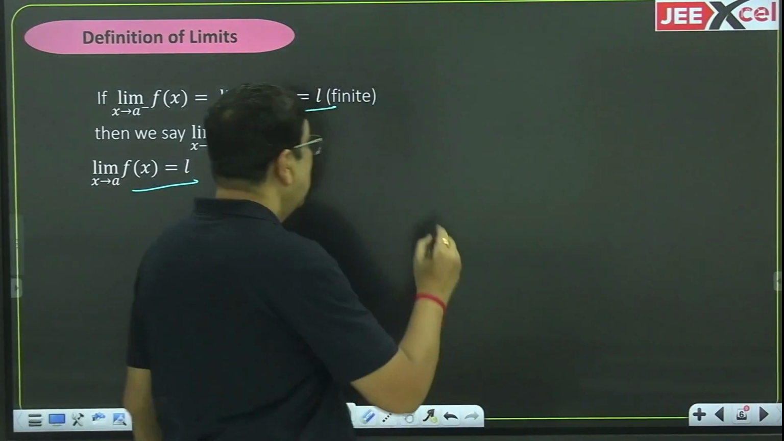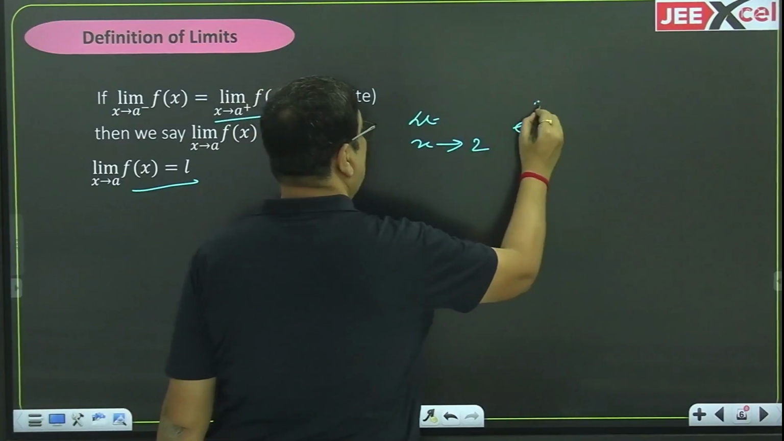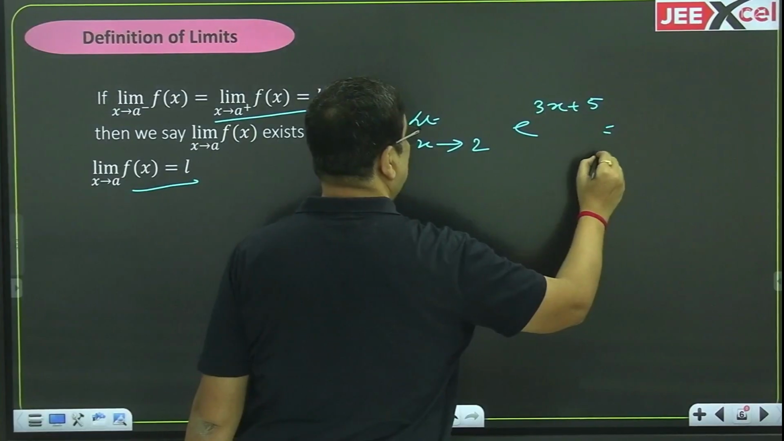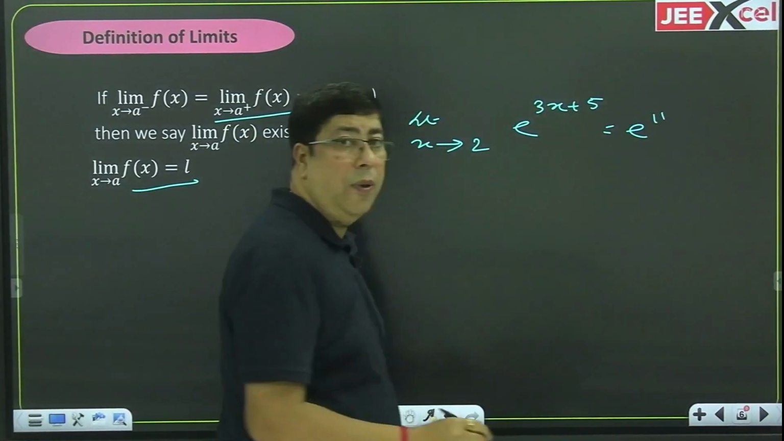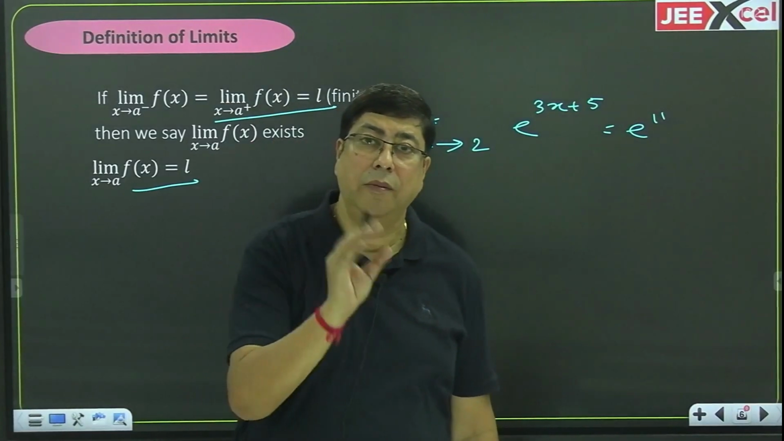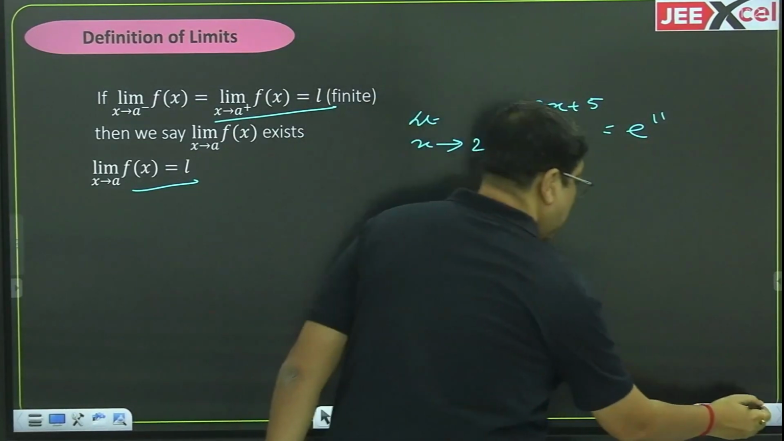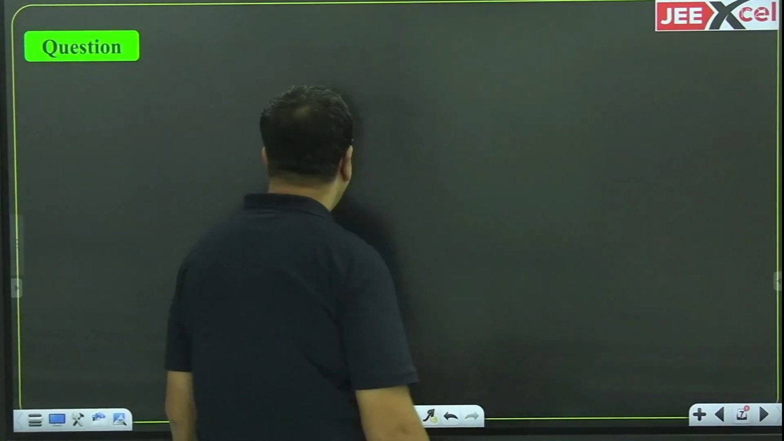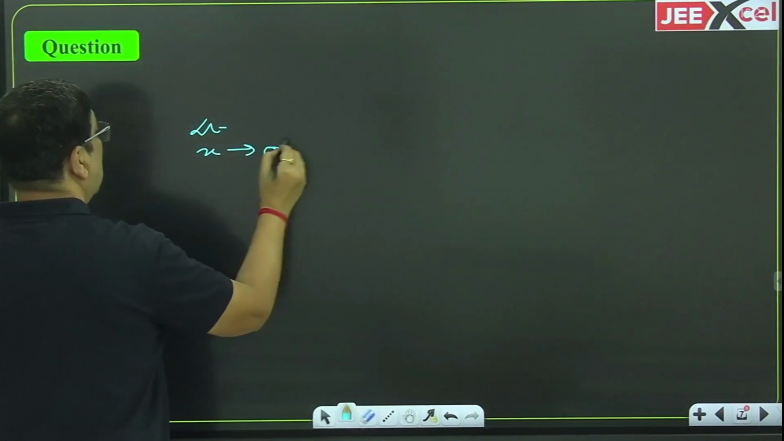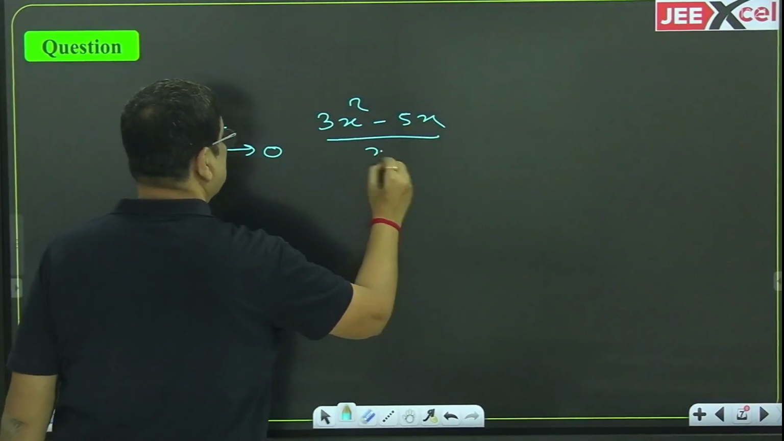For example, limit x tends to 2 of e to the power 3x plus 5. So put 2 in place of x: 3 times 2 is 6, plus 5, e to the power 11. There is no problem in this. The problem will start when the denominator is coming 0, and our target is to eliminate the factor for which there is a problem. I am coming to examples one by one. For example, limit x tends to 0, (3x square minus 5x) by x.